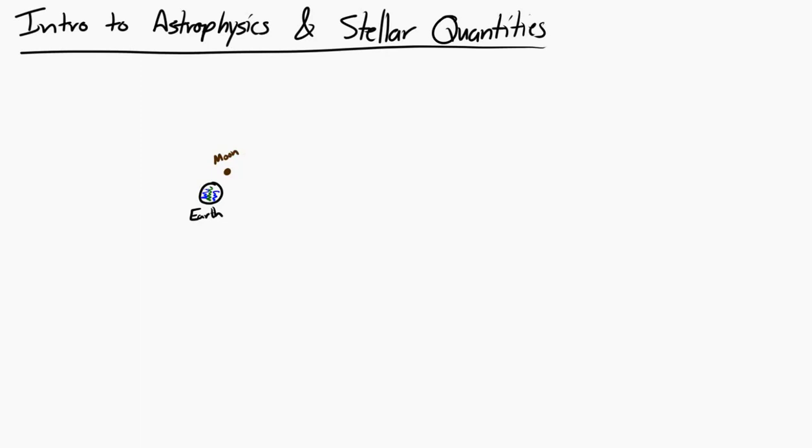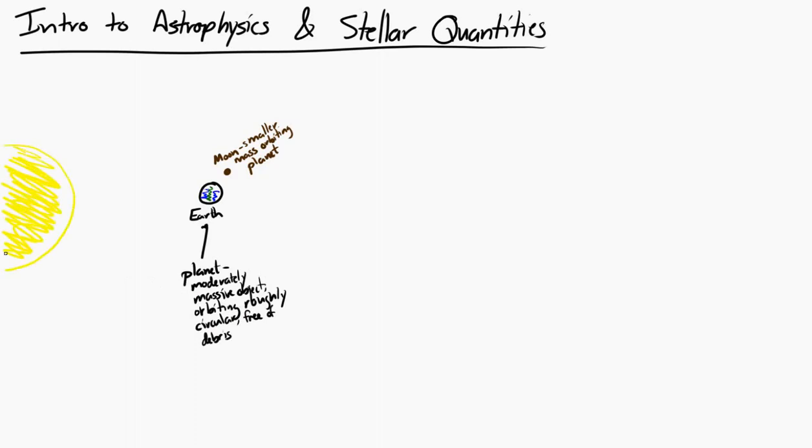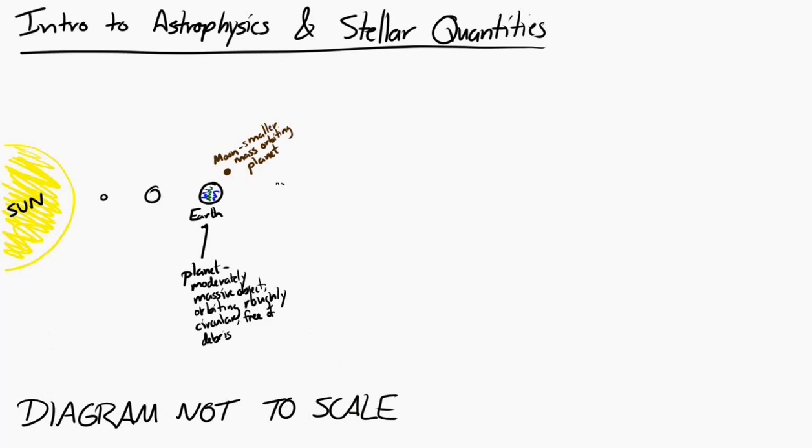Here's the Earth. The Earth is orbited by the Moon, which is quite a bit smaller than the Earth. A moon is just a smaller mass that orbits a planet. And what's a planet? Well, a planet is a moderately massive object that orbits a star, in our case the Sun, in a roughly circular orbit that is clear of debris. So the Earth orbits in a roughly circular path around the Sun, and that path is not full of stuff. It's clear of debris.